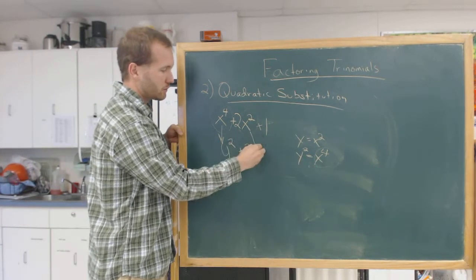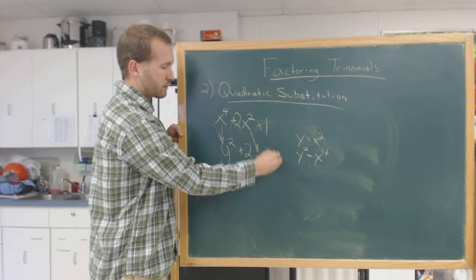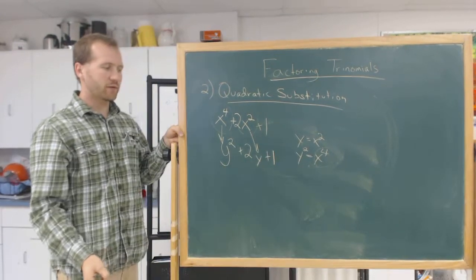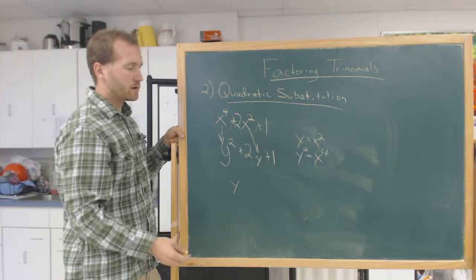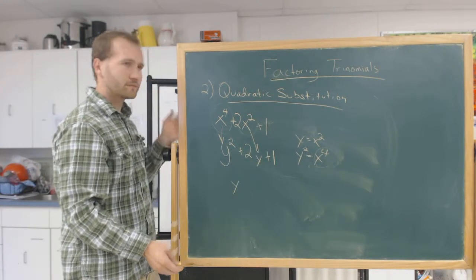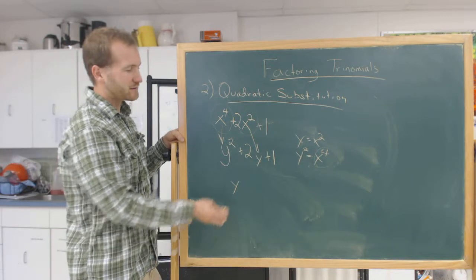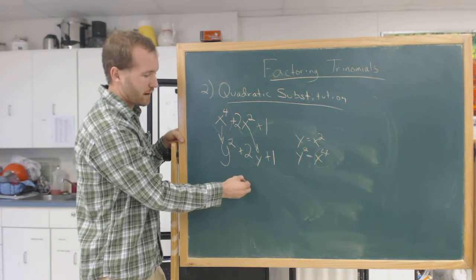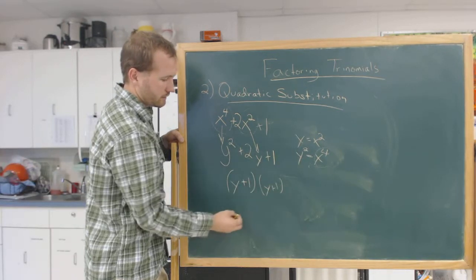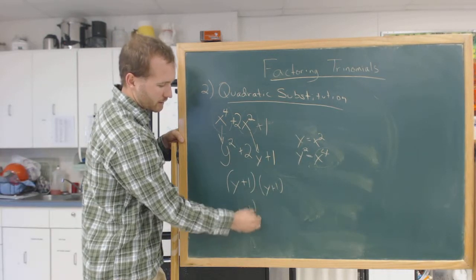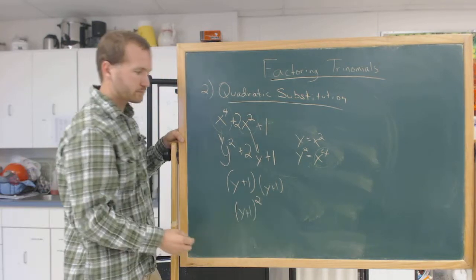And so I'm just going to say y squared plus 2y plus 1. I'm going to factor that by finding factors of 1 that add up to 2. y plus 1 and y plus 1. In other words, y plus 1 squared.